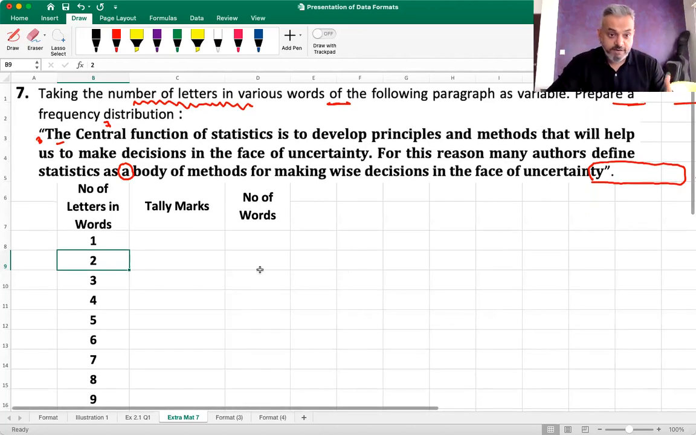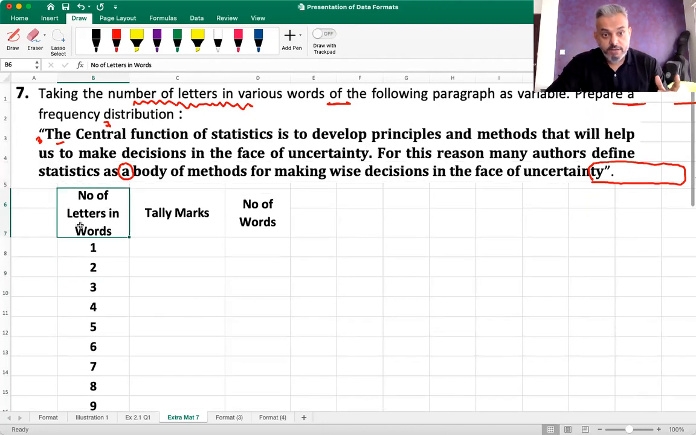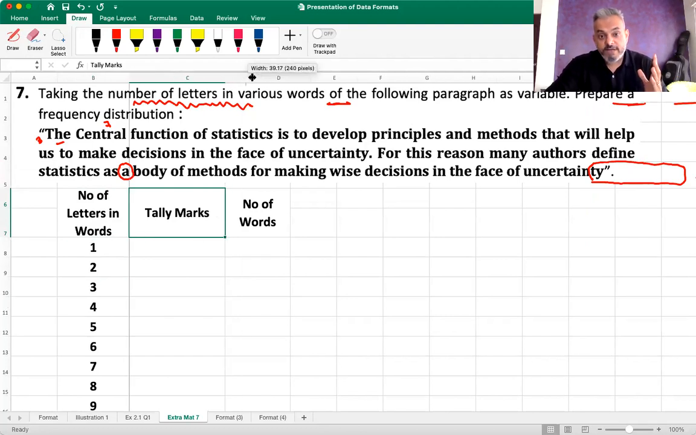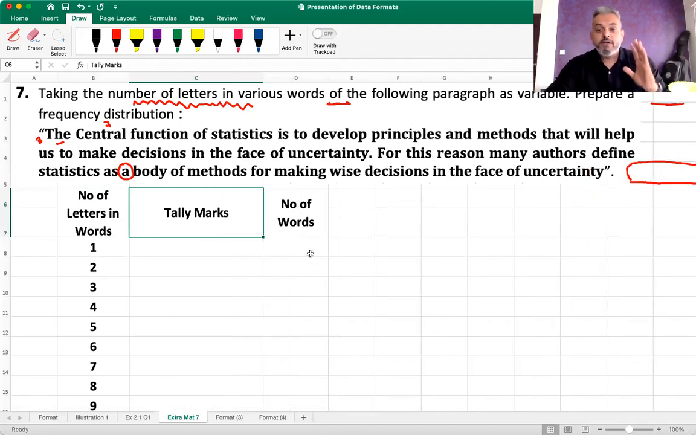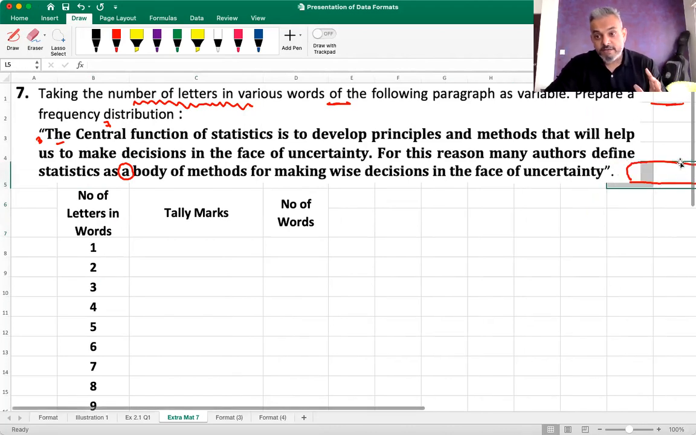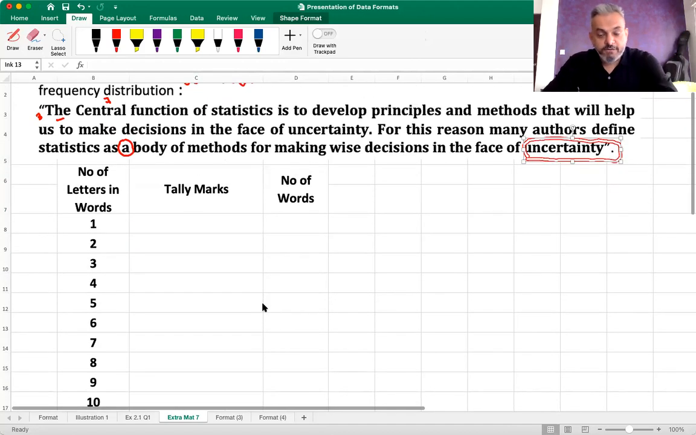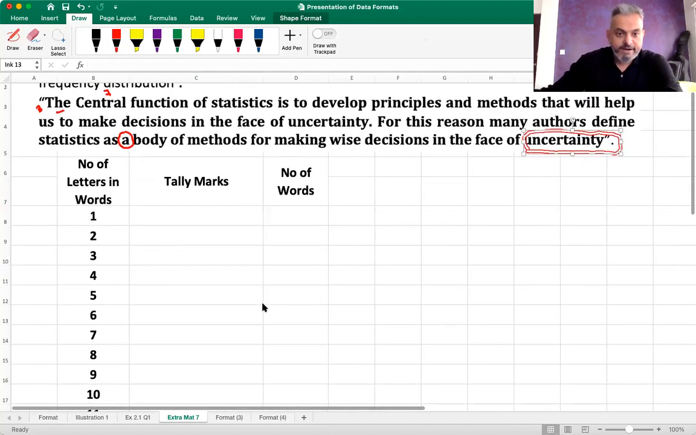How to start this sum? Now, number of letters in words is our variable. So this is x, tally marks, and then we have number of words. That is our frequency. Now we go one by one. One method is कि तुम सब काउंट करके लिख लो और फिर एक साथ टैली मार्क करो, and the other is you go one by one and put tally marks and count. So let's go one by one. So let's start with this.